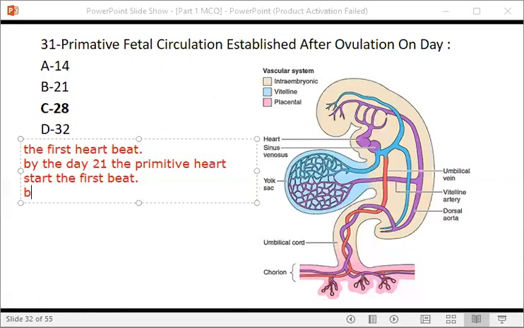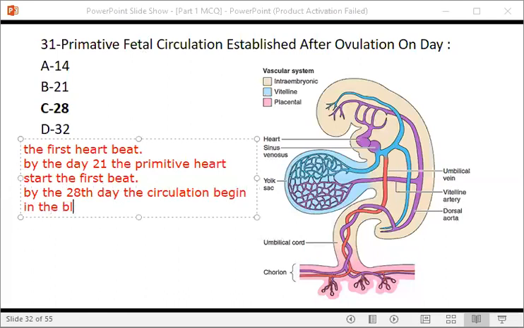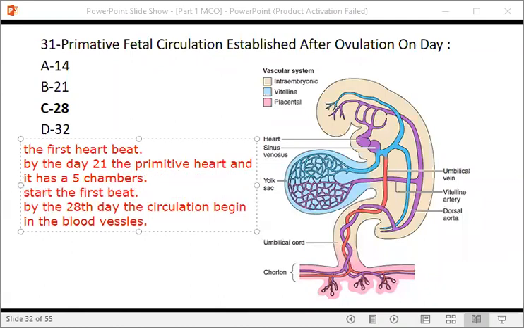طيب by the 28th day, the circulation begins in the blood vessels. طيب طبعا the primitive heart has 4 chambers. خليني اكتبها هنا عشان ما تنسون. It has عفوا 5 chambers. It's not 4 chambers. تمام.